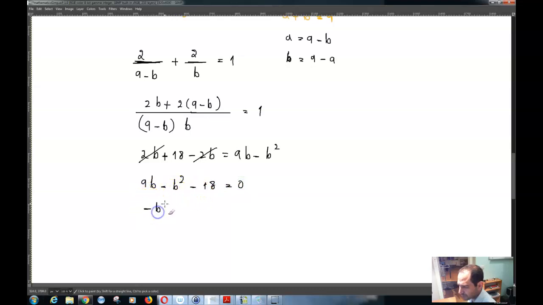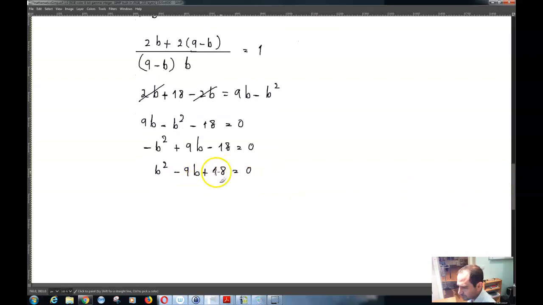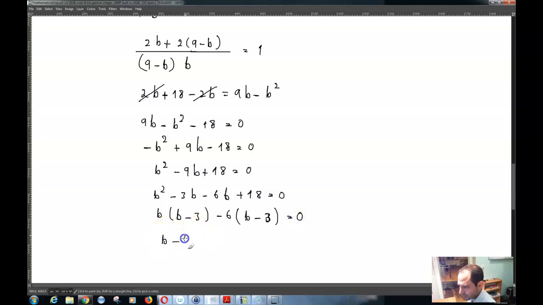Or I can say minus b squared plus 9b minus 18 is equal to 0, or basically b squared minus 9b plus 18 is equal to 0. And so 2 times 9 is equal to 18, or 3 times 6 is equal to 18. So I write this as b squared minus 3b minus 6b plus 18 is equal to 0. And so b times (b minus 3) minus 6 times (b minus 3) is equal to 0, and so (b minus 6) times (b minus 3) is equal to 0.